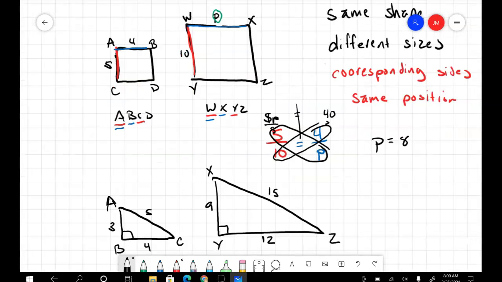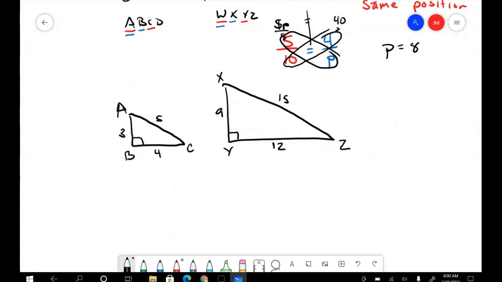So let's look at a different shape. Now we have two triangles, okay? You can determine corresponding triangles. The easiest way is by angles. I have my right angle here, and that tells me that angle B and angle Y are corresponding.